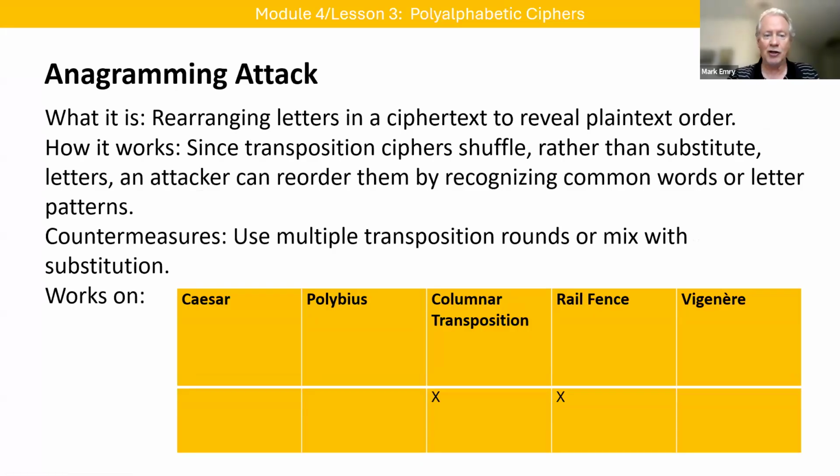The next one is an anagramming attack. It's rearranging letters in ciphertext to reveal plain text order. Since transposition ciphers shuffle rather than substitute letters, an attacker can reorder them by recognizing common words or letter patterns. So to counter that, we use multiple transposition rounds or mix with substitution. Anagramming works with columnar transposition and rail fence.